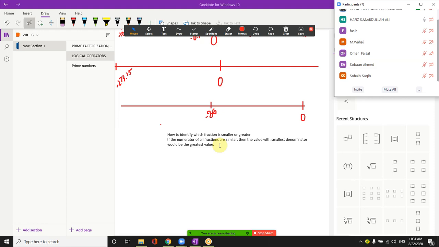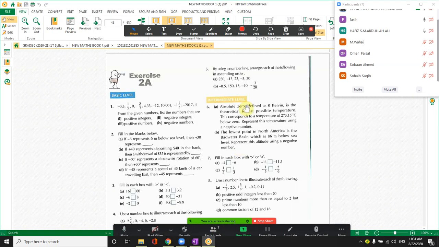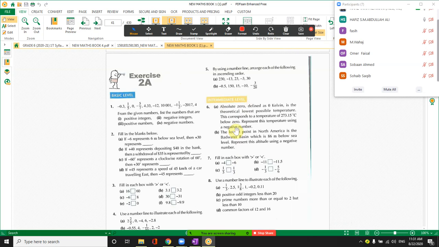How to identify which fraction is smaller or greater? If you have two fractions, like in this part, 1 upon 5 and 1 upon 3, and both have a similar numerator, that is 1, then we need to check the denominator. The value with the smallest denominator would be the greatest value. Which value has the smallest denominator, 1 upon 5 or 1 upon 3?